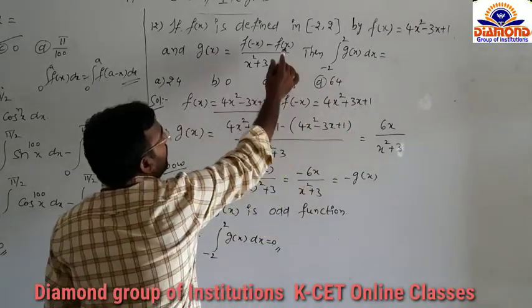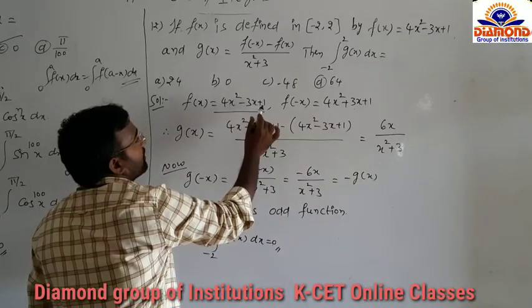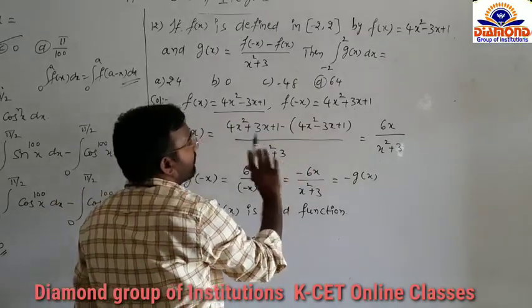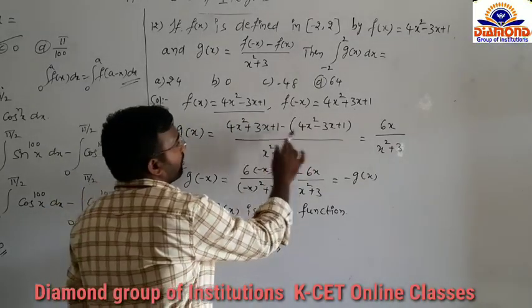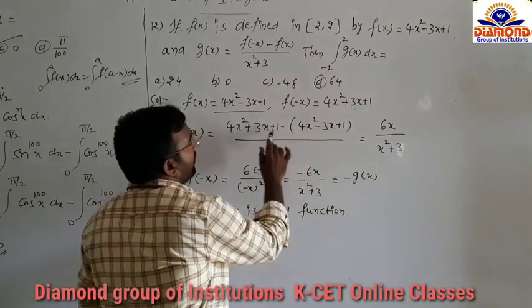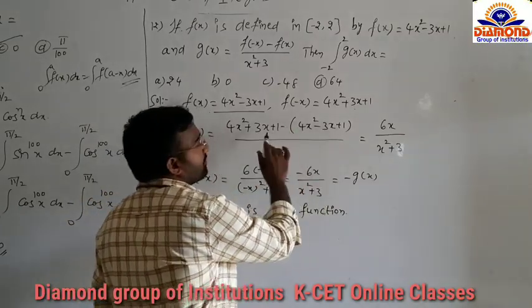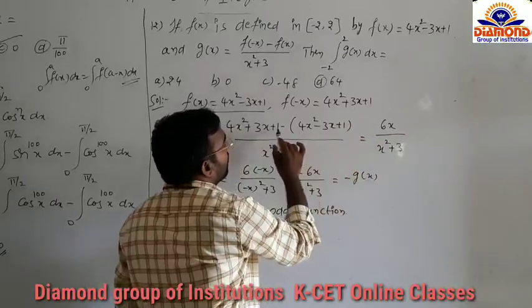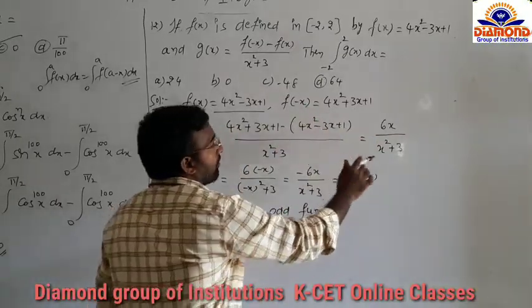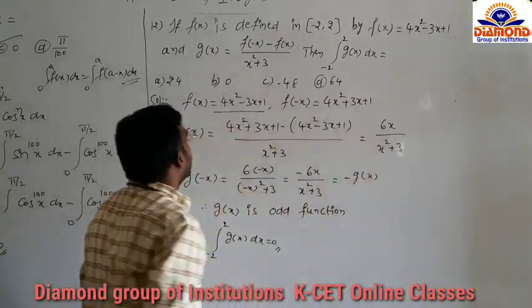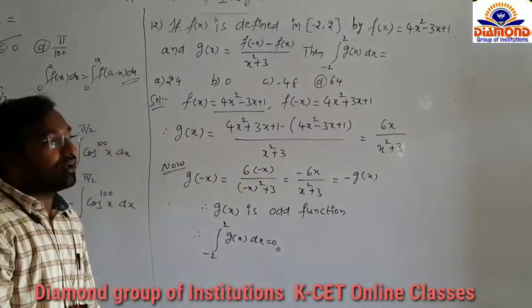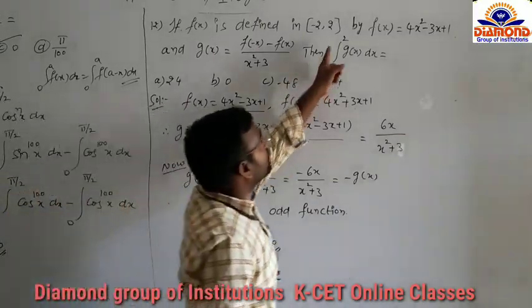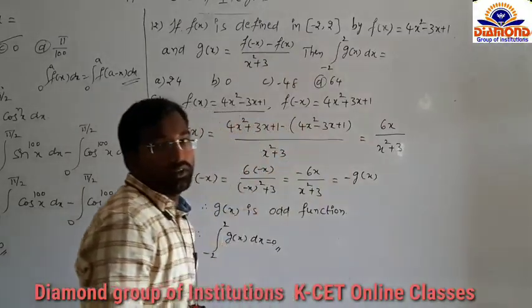Substitute minus f of x value 4x square minus 3x plus 1 by x square plus 3. 4x square cancel. Plus 3x minus of minus 3x, 3x plus 3x, 6x. Plus 1 minus 1 cancel. So 6x by x square plus 3. This is the g of x function. Now here find out integration minus 2 to 2 g of x dx.